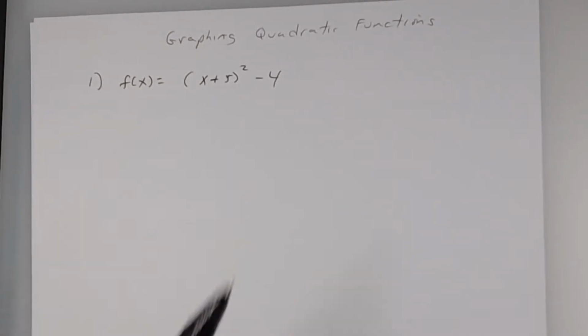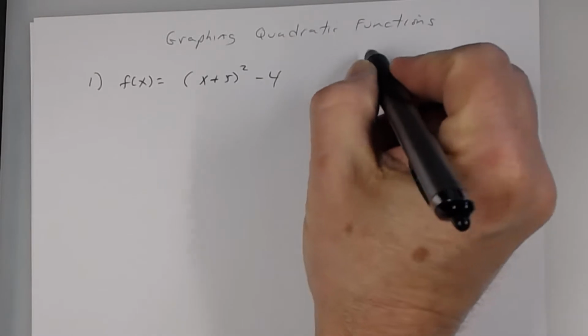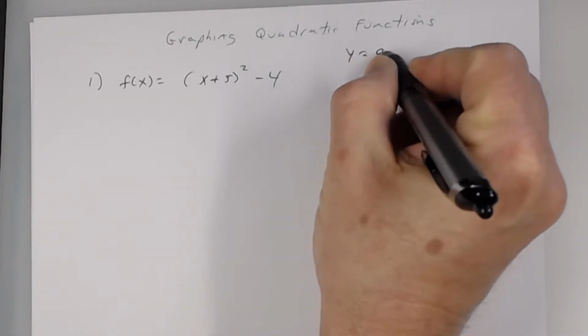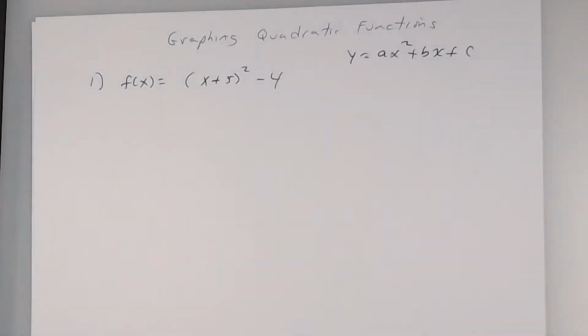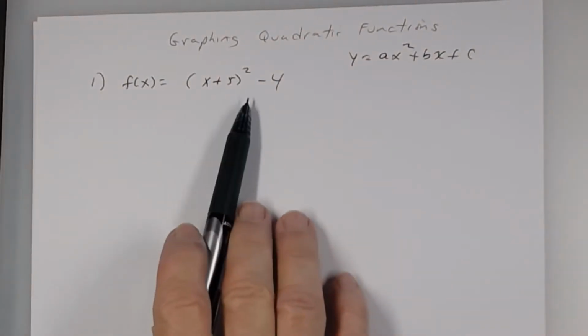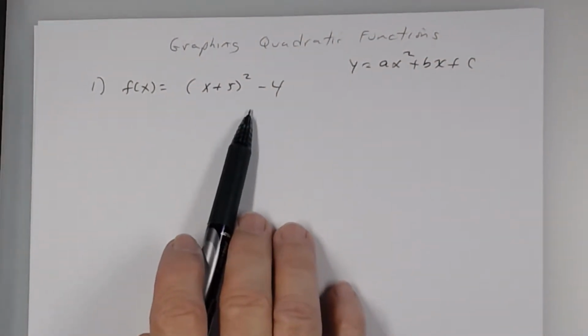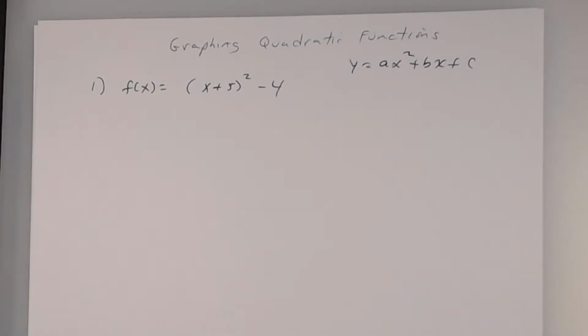All right, and so remember, a quadratic function has this form: y equals ax squared plus bx plus c. So that's the form of a quadratic function. So notice the largest degree term you see is x squared. So if you were to FOIL this out, you would get x squared as your leading term.